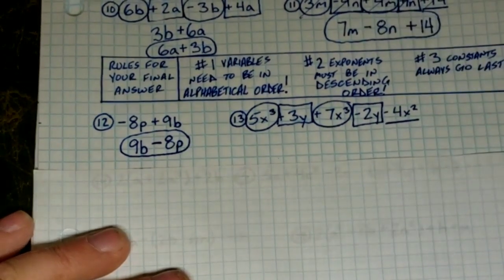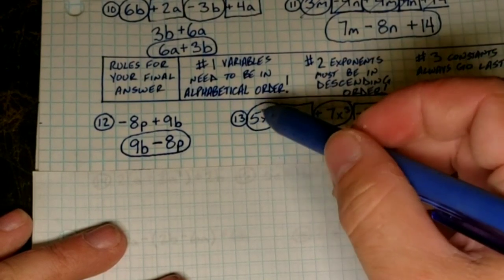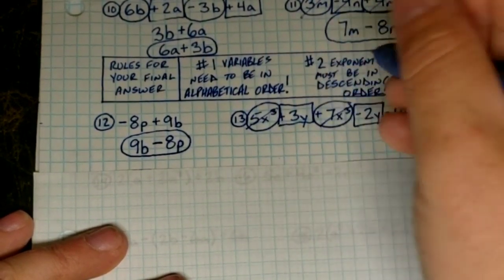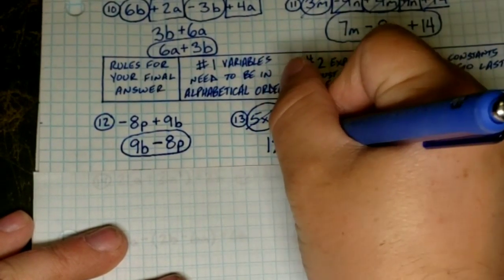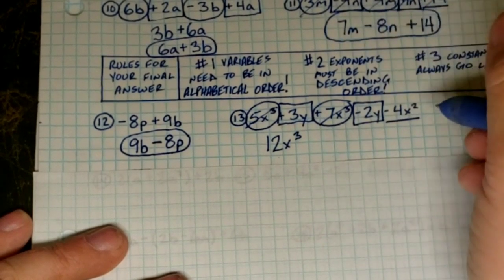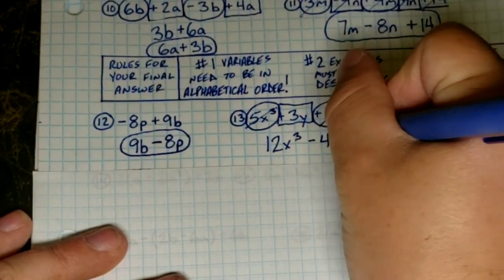That means you start with your biggest exponent first. So the biggest x that we have is this cubed. So 5x cubed plus 7x cubed would be 12x cubed. And we stick with the x's before we switch to y. So we need this minus 4x squared.